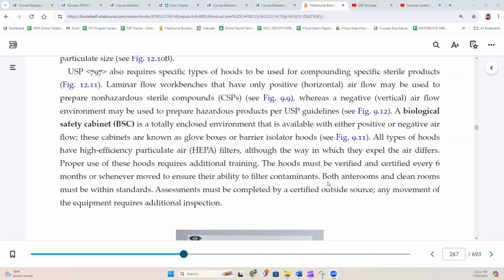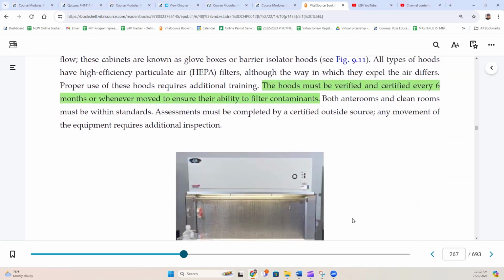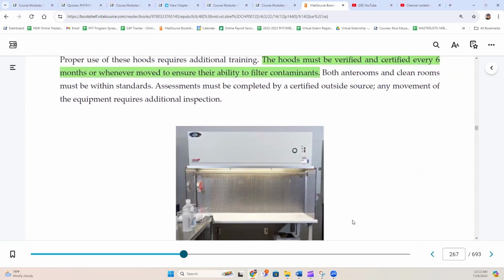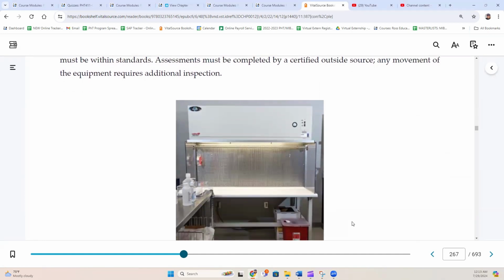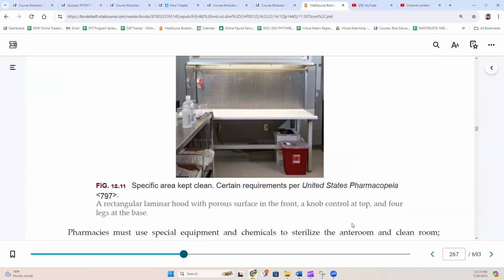All types of hoods have high efficiency particulate air (HEPA) filters, although the way in which they expel the air differs. Proper use of these hoods requires additional training. The hoods must be verified and certified every 6 months or whenever moved to ensure their ability to filter contaminants. Both anterooms and clean rooms must be within standards. Assessments must be completed by a certified outside source, and any movement of the equipment requires additional inspection.